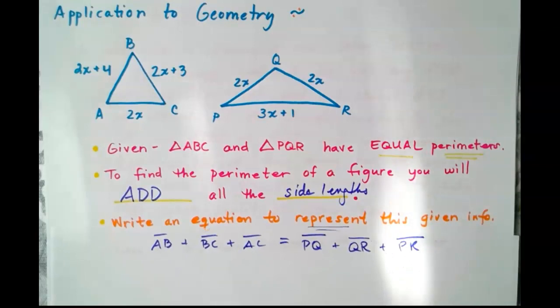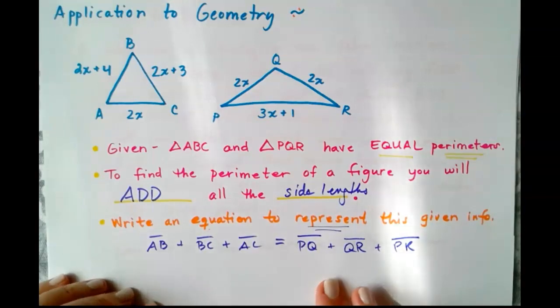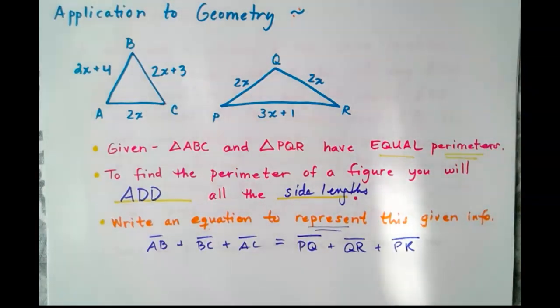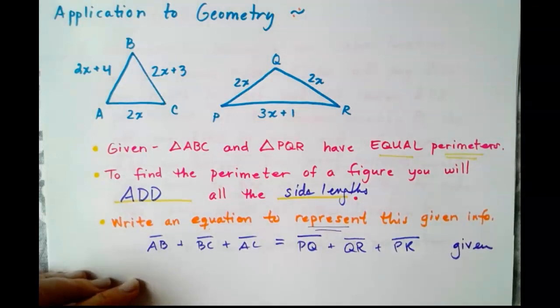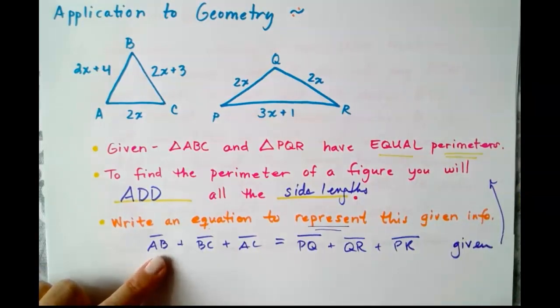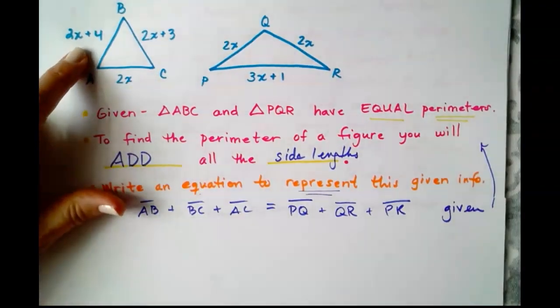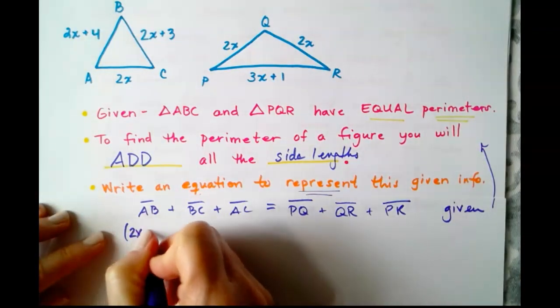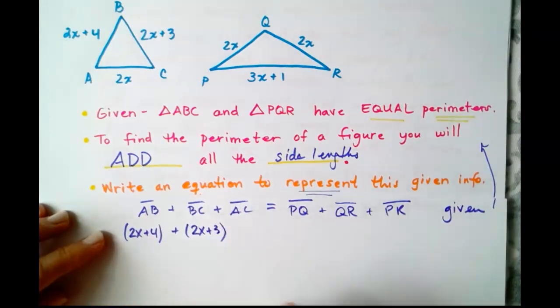So let me slide this up so we can see what we're dealing with here. So this is an equation, but right now we need to go back and we need to use the substitution property. And I'll just call this the given, based on the given information. So now we just need to go in and do some substitution. Well, what can we represent side AB with? Well, side AB is 2x plus 4. Side BC is 2x plus 3.